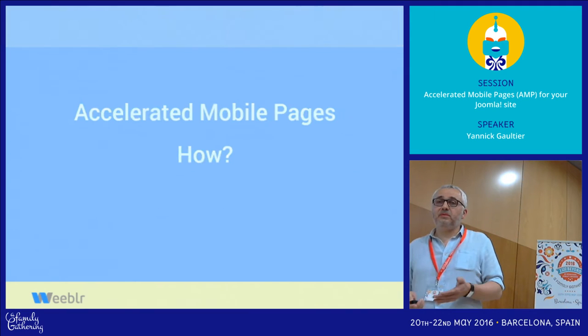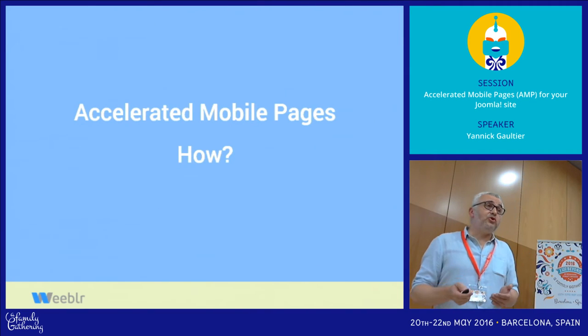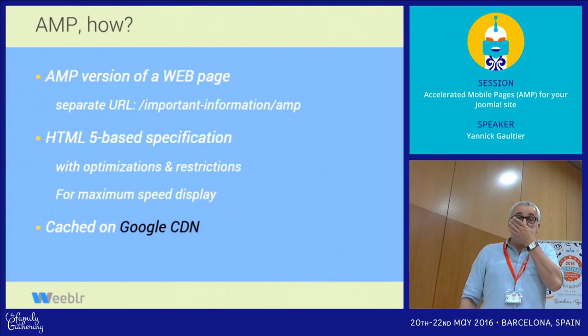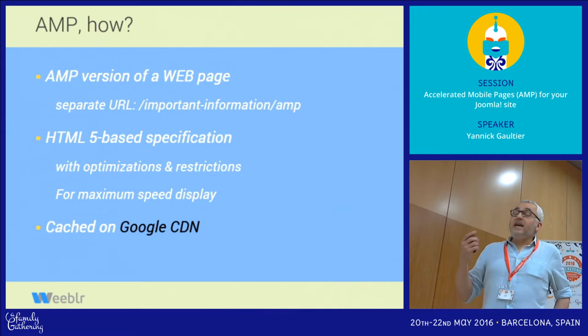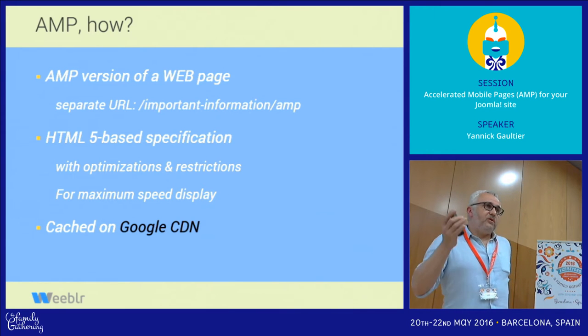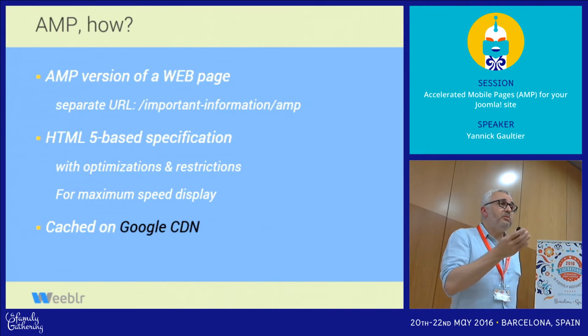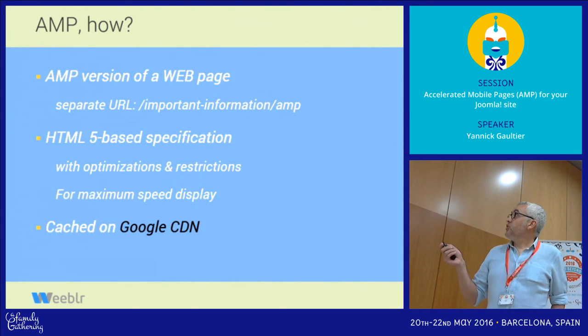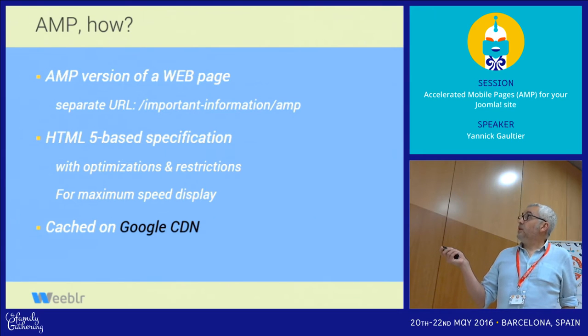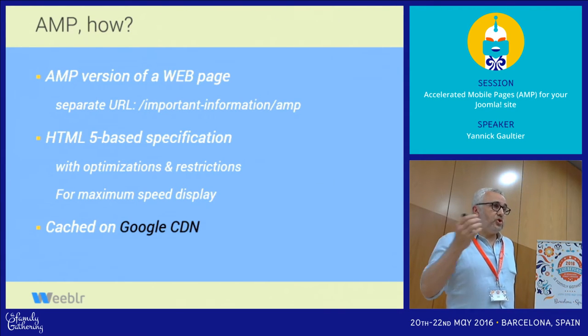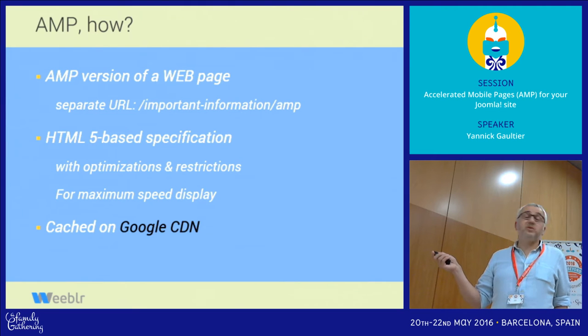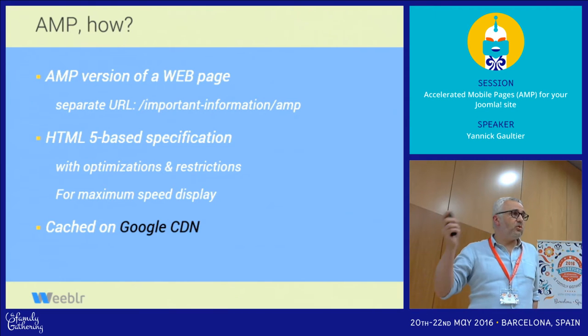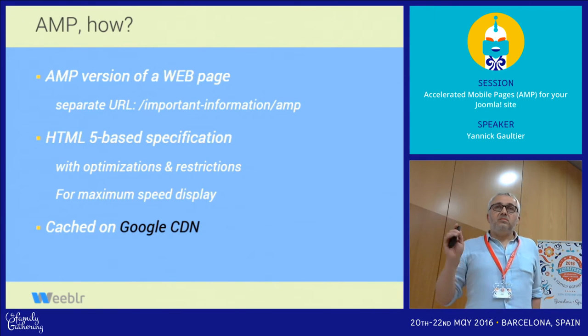Now I hope you've seen the interest. So how do you do that? How do you set up mobile pages? An AMP page is an alternative version of your regular website page. So for each page of your site, or maybe not all of them, but some of them only, you're going to have to create that alternate version on a separate URL. It's not really a convention, but most of the time the AMP version for an information page is going to live at the same URL slash AMP. It's not a rule. The URL can be anything you like, but that's common practice.